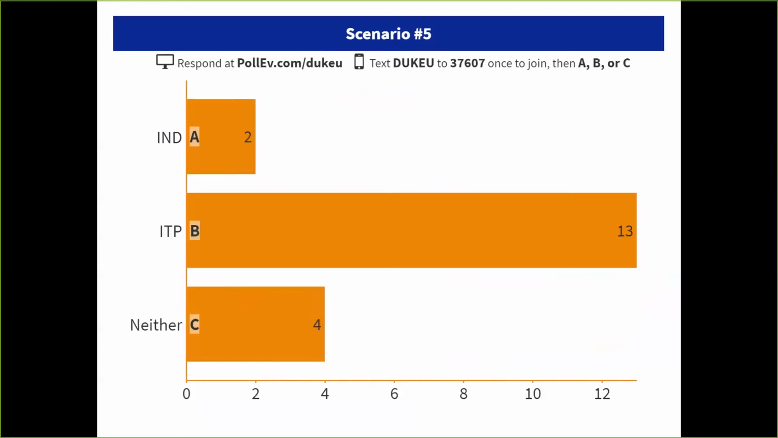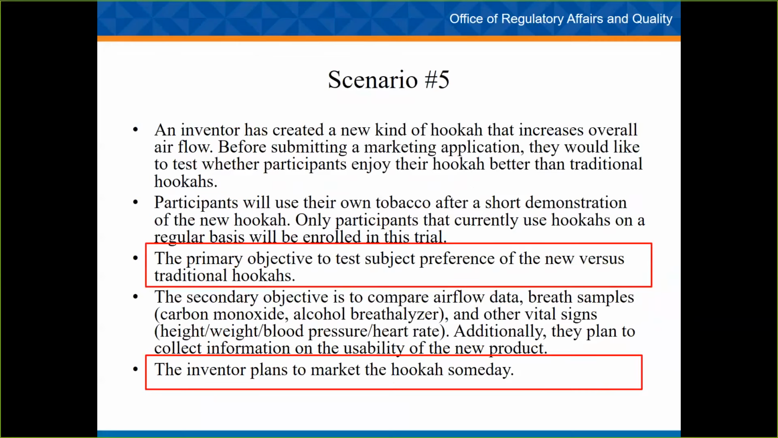Okay, I threw in the neither just to trick you. So the participants will be using their own tobacco, but the hookah itself would be considered a tobacco product. And since this is new, it would be investigational. Since they're looking at subject preference, this is a good example of an ITP. And since the inventor plans to market this product someday, they could get some really valuable feedback from FDA before submitting their marketing application.